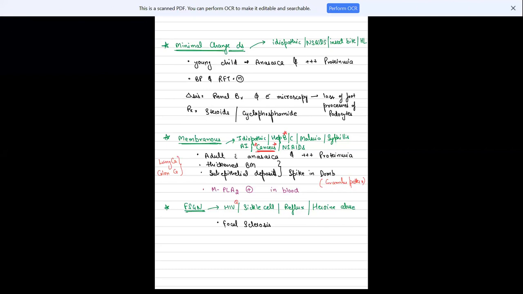Yeah. So you should remember that the basement membrane will be thickened, and there will be subepithelial deposits in this. You just have to remember this, because if we go into too much detail of these deposits, you will remember the process, but you'll forget what kind of deposits were there. Subepithelial, subendothelial. So don't confuse, just remember, in membranous, basement membrane is thickened.